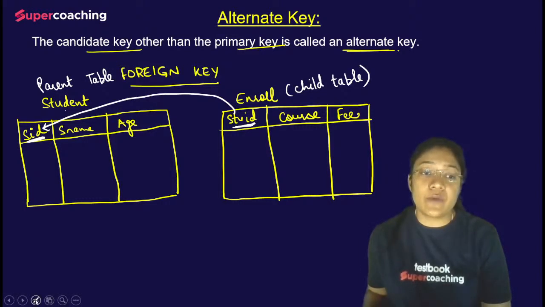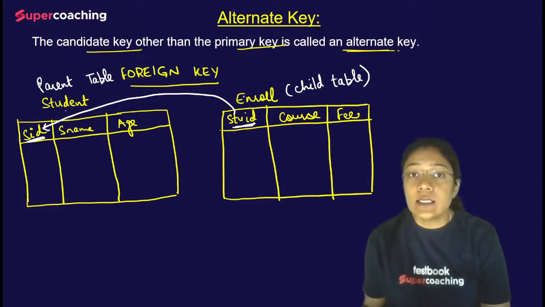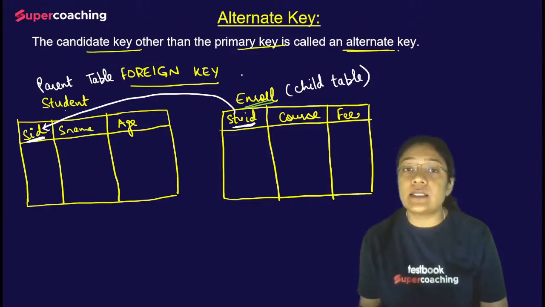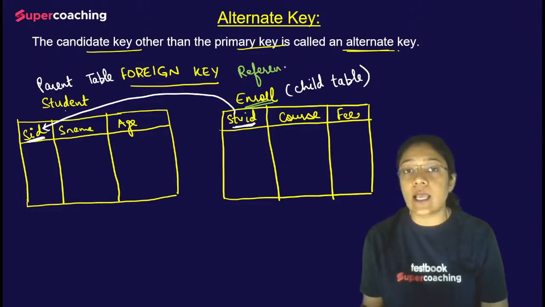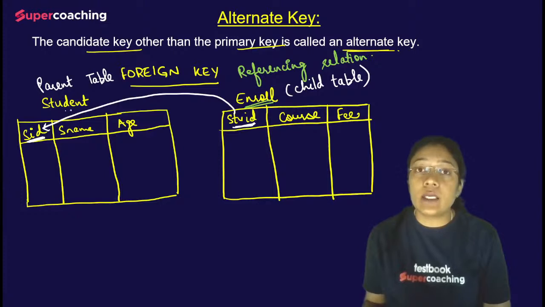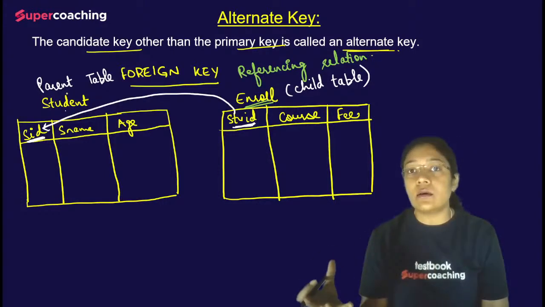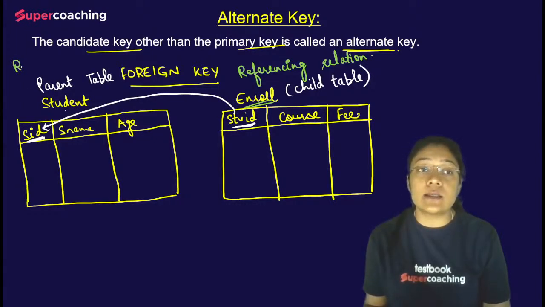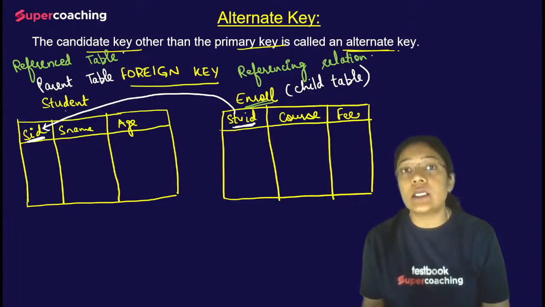To be more specific, since the enroll table is referring to some value, it is known as the referencing relation. The enroll table is known as the child relation, or we can also call it the referencing relation. Whereas the student table, since it is referred to by the referencing relation enroll, is the referenced relation. Why am I using these terms? Because on the basis of this, we are going to talk about the referential integrity constraints.